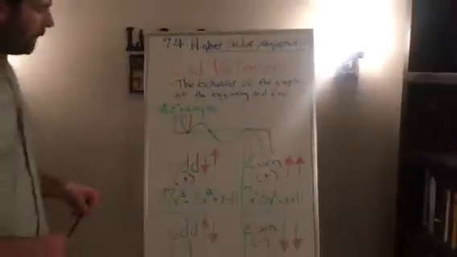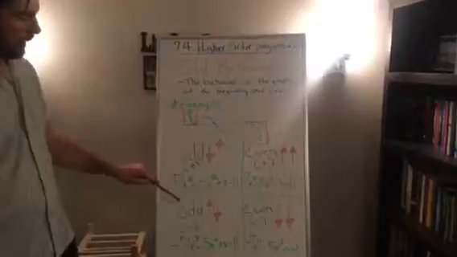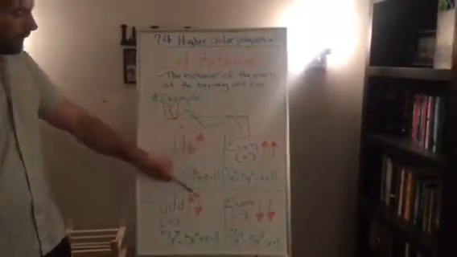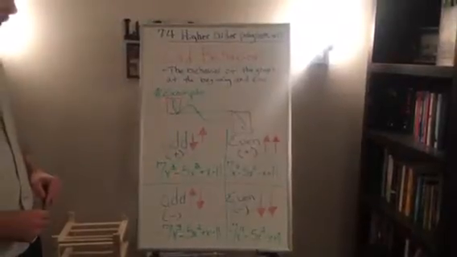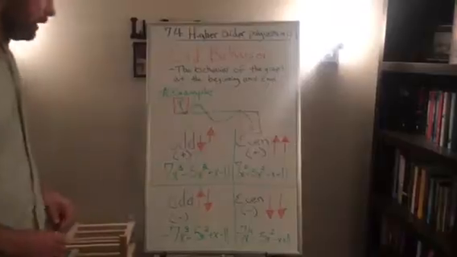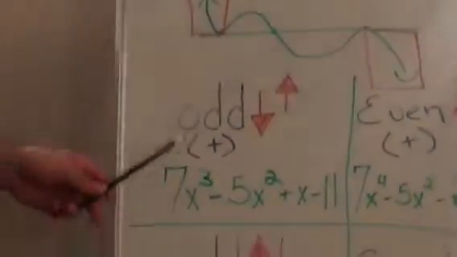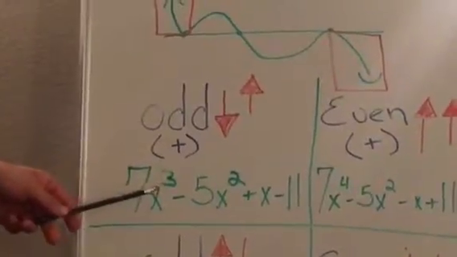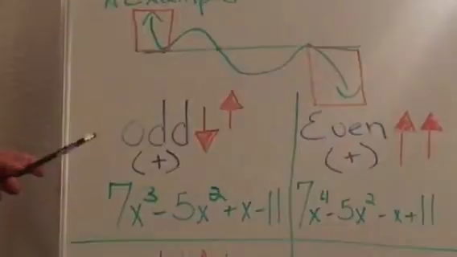To figure this out, we have this down here. A polynomial can either be an odd positive, an odd negative, an even positive, or an even negative. So to find out, I have an example of each kind. If it's odd positive, you're going to look at the leading term to decide what the end behavior is.